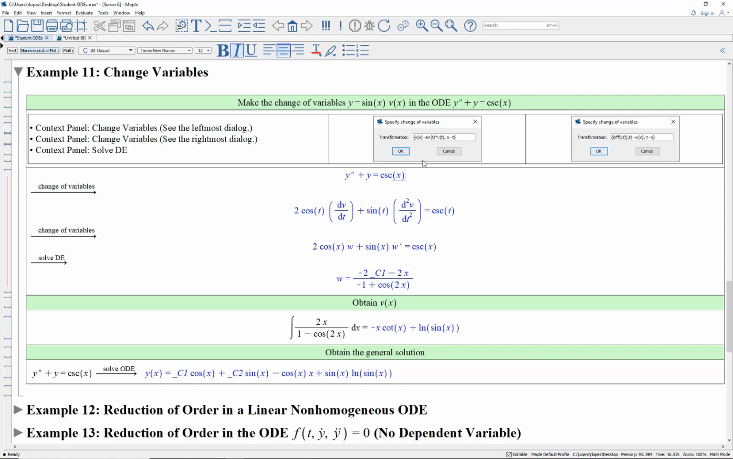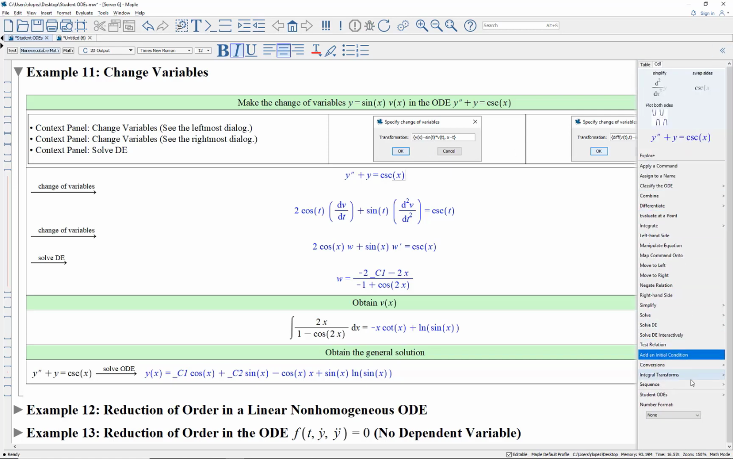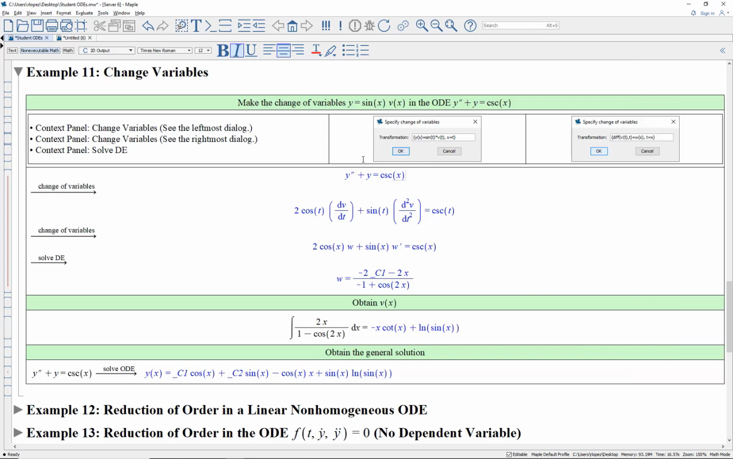And I got this pop-up by going here to the context panel, Student ODEs, change variables. And you get that pop-up, and you fill it out as you see here. That results in this differential equation.